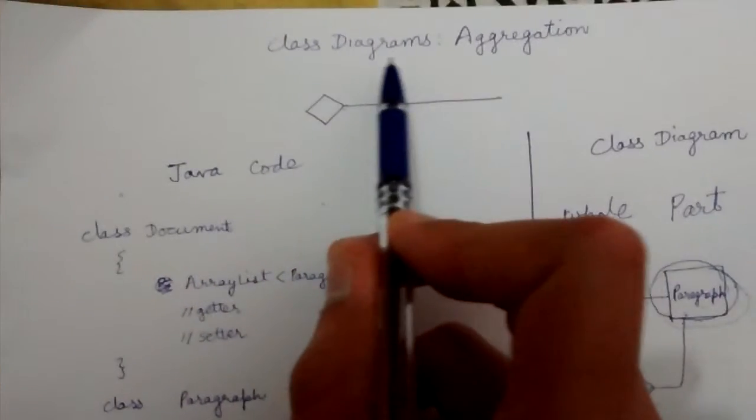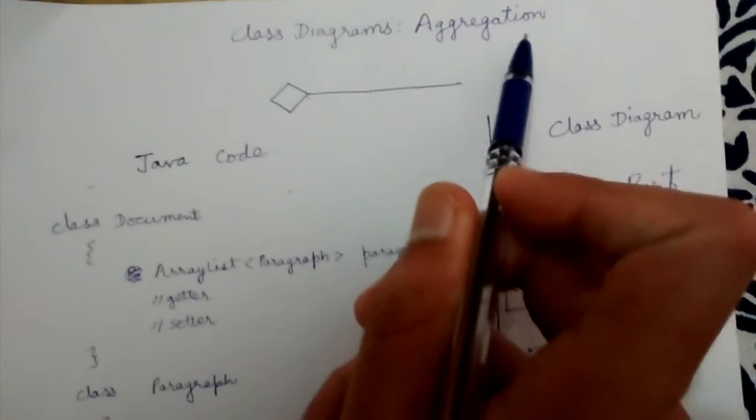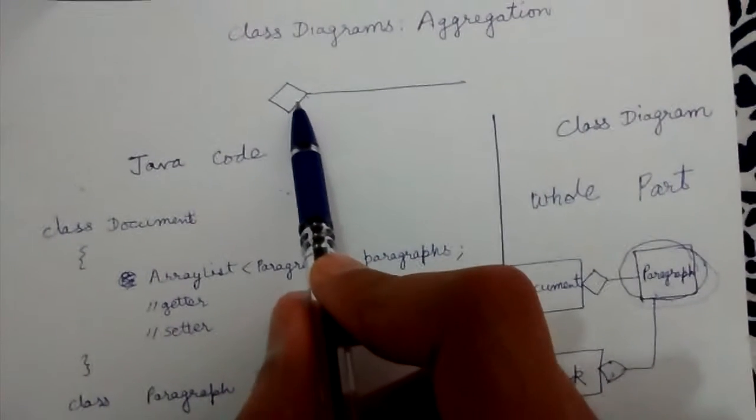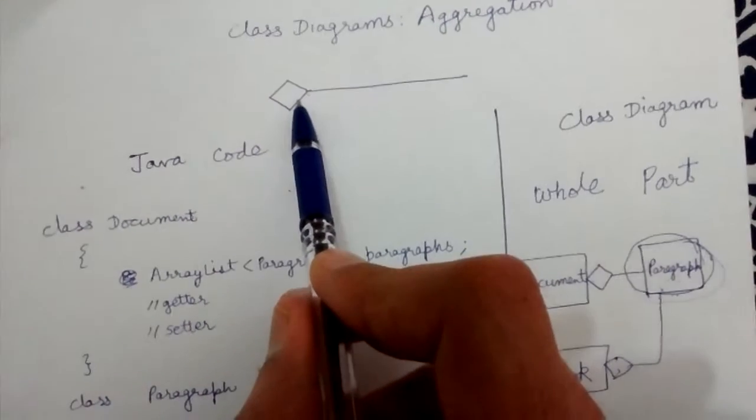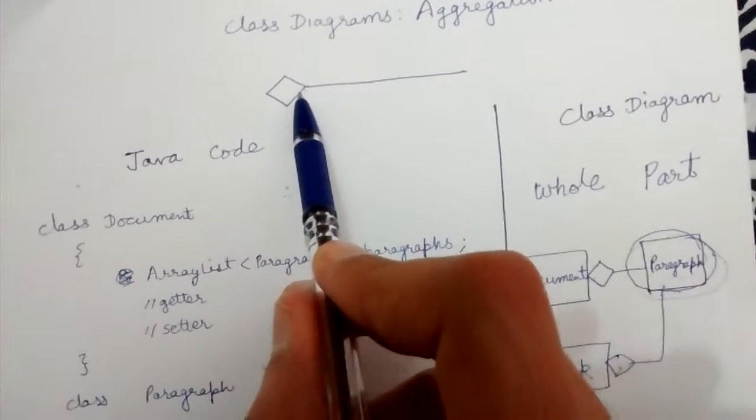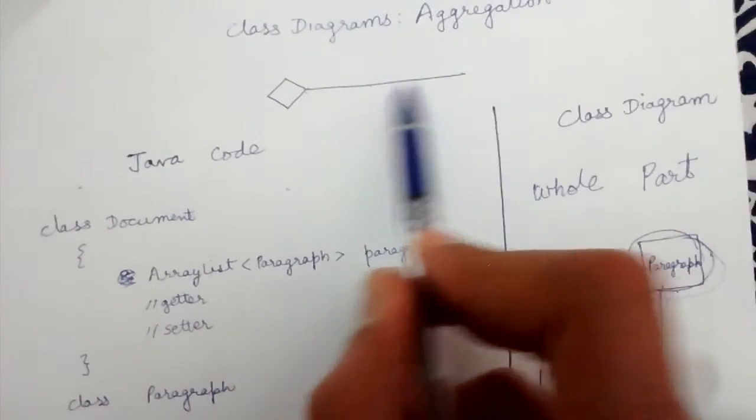Friends, today we will look at the aggregation relationship in class diagrams. It is represented by a small kite on one end. This kite is not shaded, and a straight line. So let's look at the Java code.